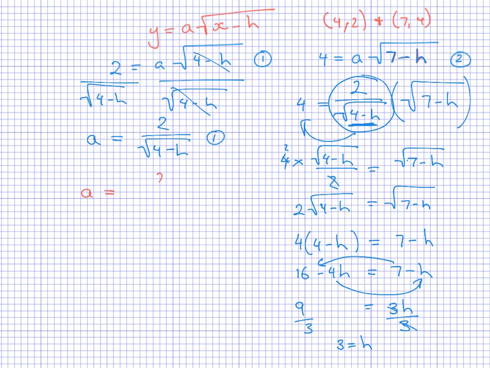And then I'm going to substitute that back into the a formula to find a. So a equals 2 over root of 4 minus 3. 4 minus 3 is 1, so it's 2 over root 1. So it's just 2 over 1, which is 2. So a equals 2, h equals 3. Those are my solutions, and I'm going to substitute them back into the equation. So y equals 2 root x minus 3. That is the final equation because I've been asked to find out what it was, knowing a and h.